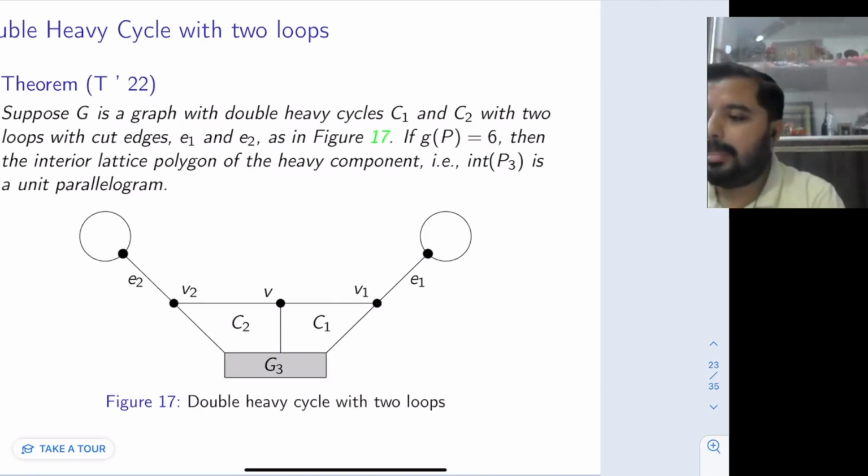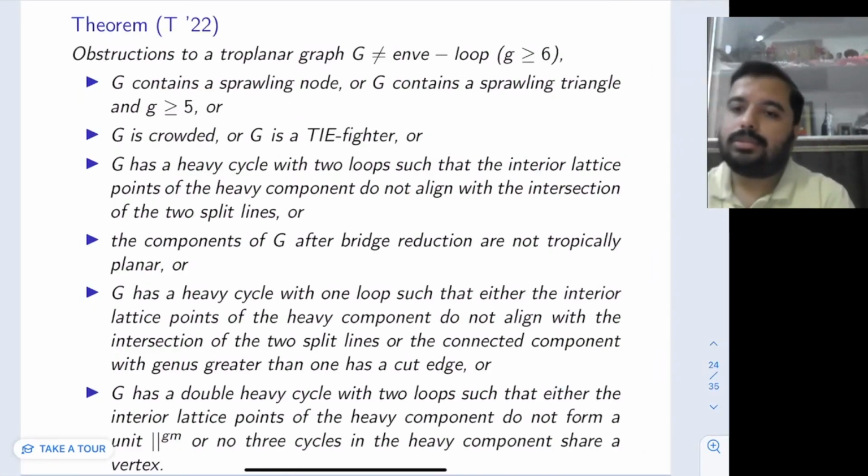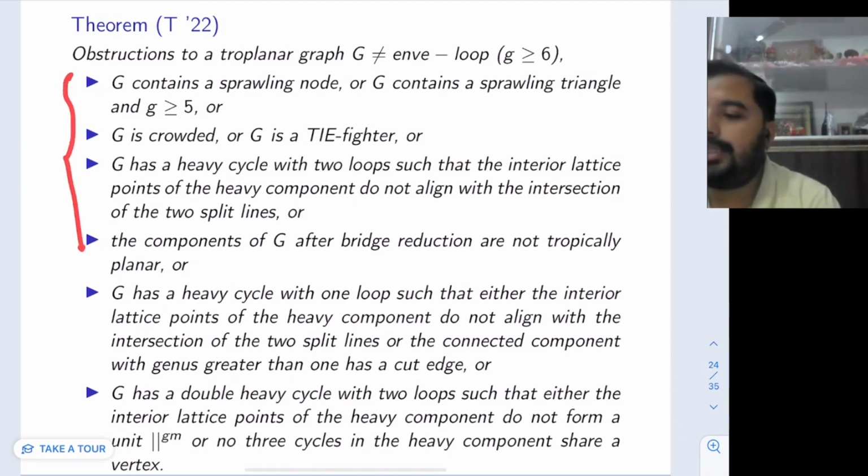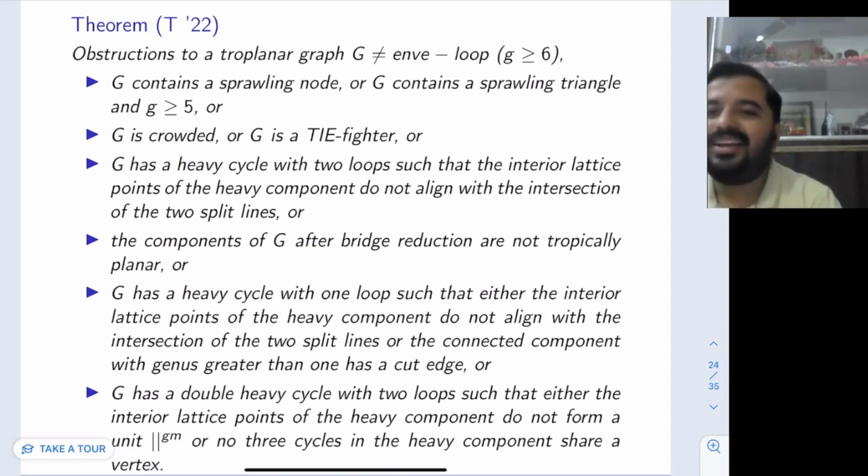So as I mentioned, the idea was to push the classification that we already had for genus up to 5. And with these two new criteria, mainly heavy cycle with one loop and double heavy cycle with two loops, we were able to finish the classification for all. As you can see, the statement gets a bit loaded at this point.